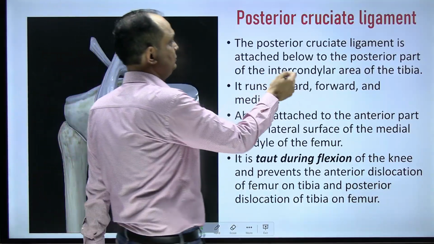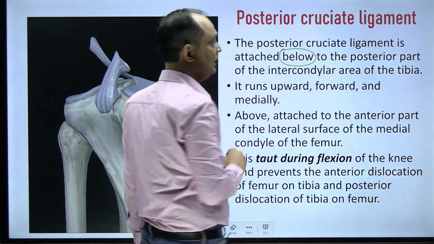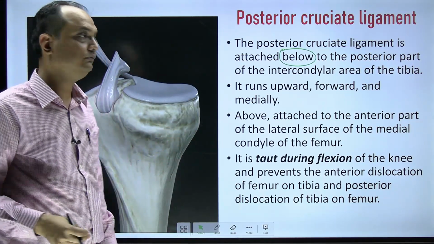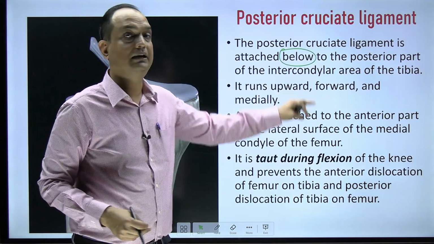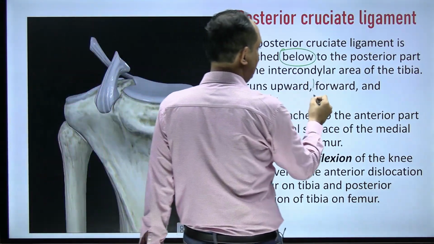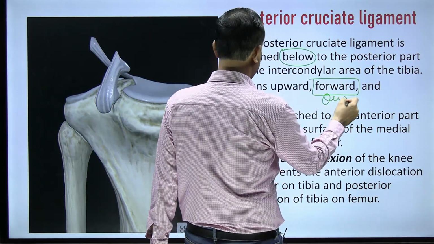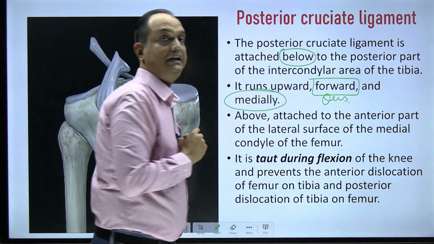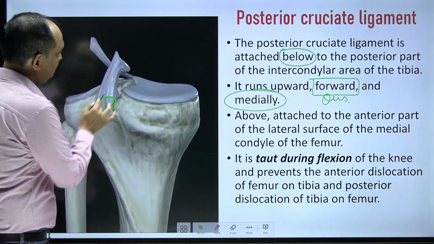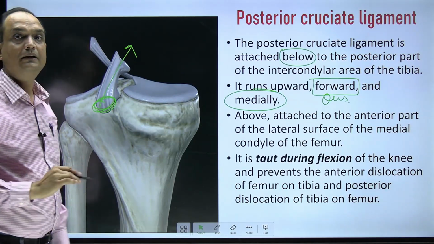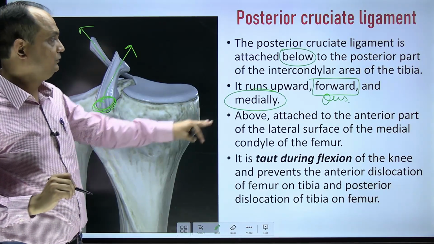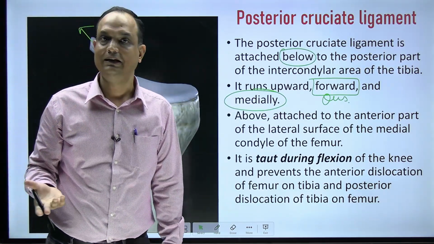The posterior cruciate ligament, if you see the lower attachment, is attached in the posterior part of the intercondylar area of the tibia, and it runs again in an upward direction, but not backward, in the forward direction. This is basically a very important question for your exam, and it will move medially. So this is the posterior cruciate ligament and it is also going upward, but the direction is forward. ACL was going in the backward direction. It is going medially, ACL was going laterally.